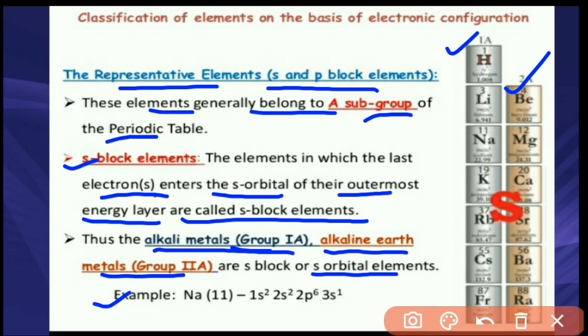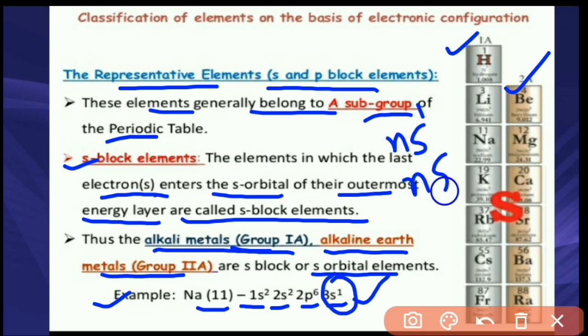For example, the electronic configuration of sodium, atomic number 11, is 1s2 2s2 2p6 3s1. So here the valence shell electronic configuration is 3s1, and the last electron enters the s orbital, so it belongs to the s block elements. All elements of this block have valence shell electronic configuration ns1 in group 1 and ns2 in group 2.